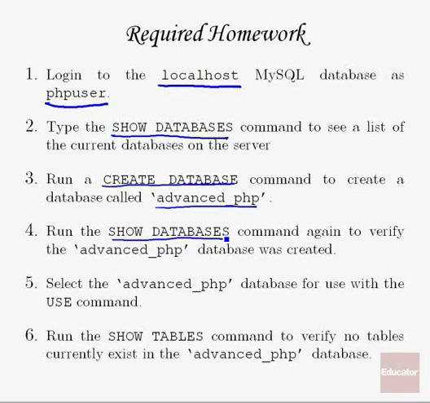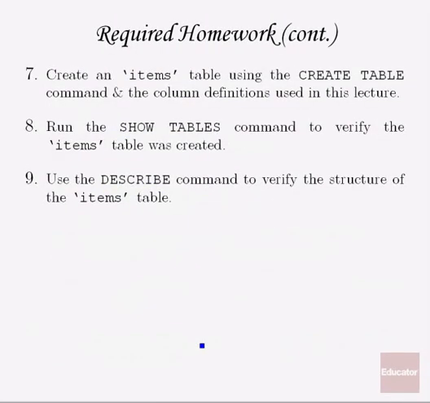You're going to select that new database for use, so when we create a table, it's going to create a table in that advanced PHP database. So we're going to do the use command. So we're going to say use advanced PHP. Run the show tables command to get a little practice with that, showing you that there are no tables in this brand new database that we created, which makes sense because we haven't added any yet. And then create an items table using the create table command that we used in the lecture that specifies the item ID column, the name, the price, the description, the image file extension. You can look at the slides that we've gone over to see the syntax to do that, so that you create the table exactly as we're going to be using it in our web application.